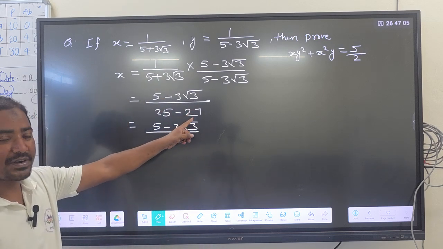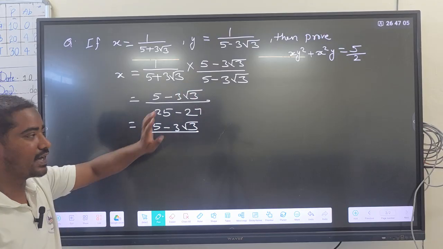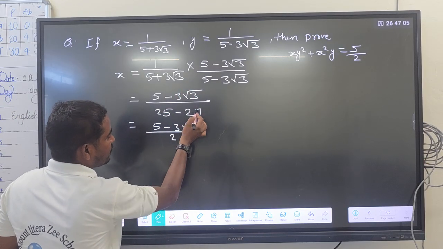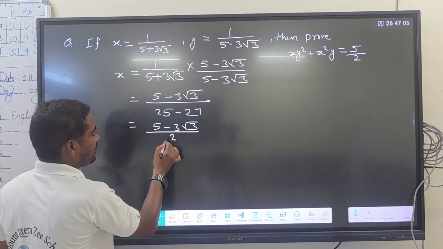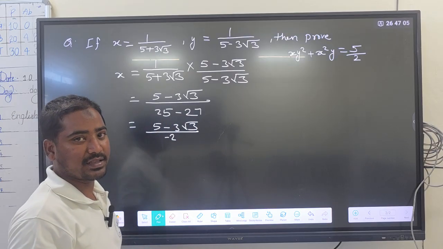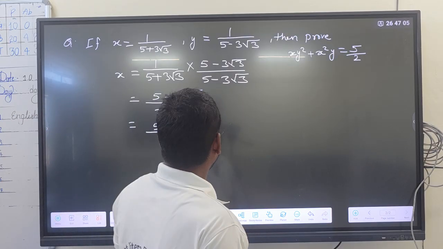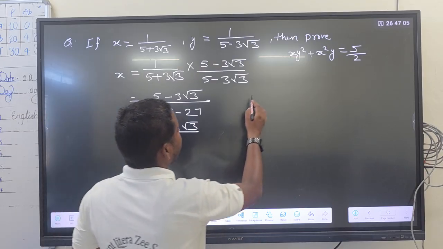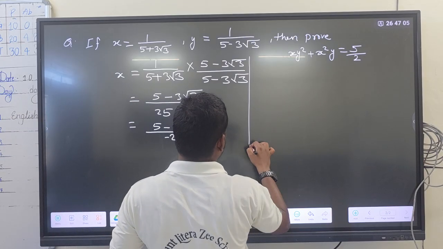So we will subtract it and we will consider the sign of the greater number. So 27 minus 25 we will get 2, and 27 is greater having sign minus, so we will get the minus sign in the result. Okay, now similarly, this is the value of x that we got. Similarly we will find the value of y.